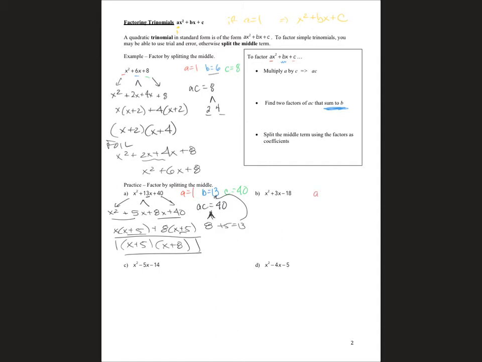Again, A is 1, B is 13, C is negative 18, oops, not 13, my mistake. B is 3, not 13. And C is negative 18. So then AC is negative 18. Looking for two factors that multiply to give me negative 18, but add to give me 3. So that's 6 and negative 3. Bring down the first term, split the middle term, bring down the last term. Factor by grouping.